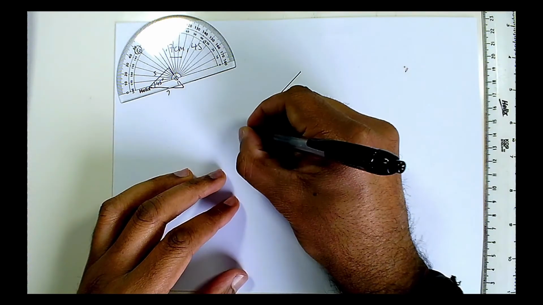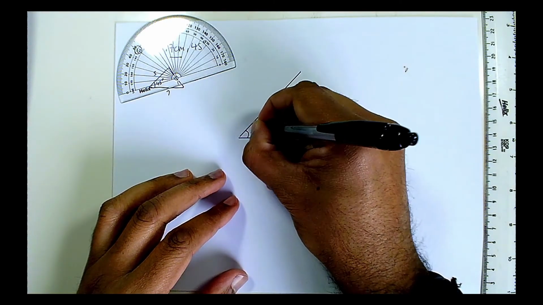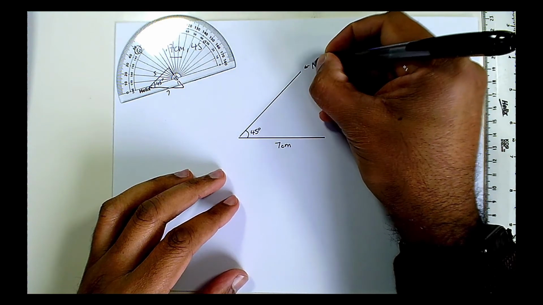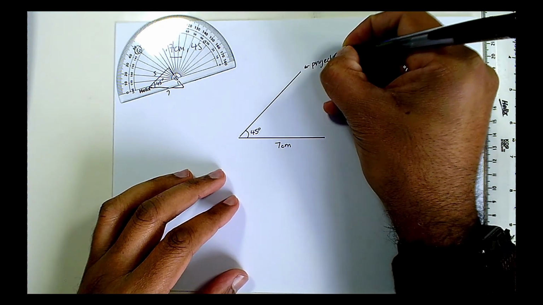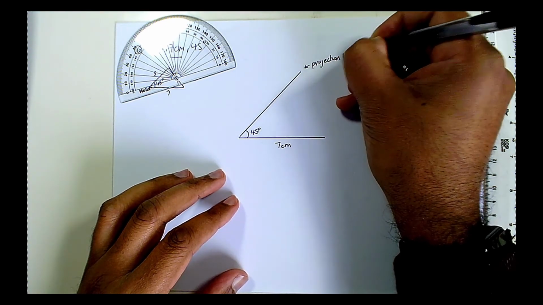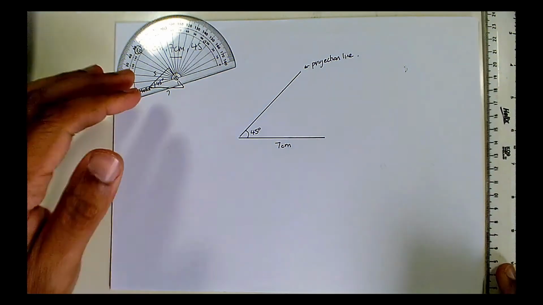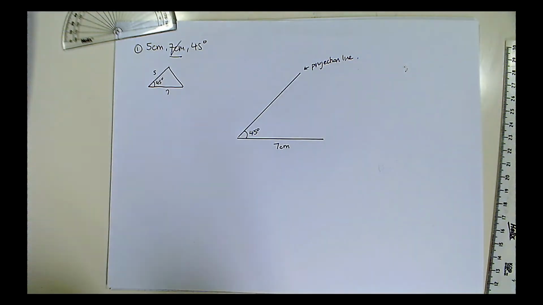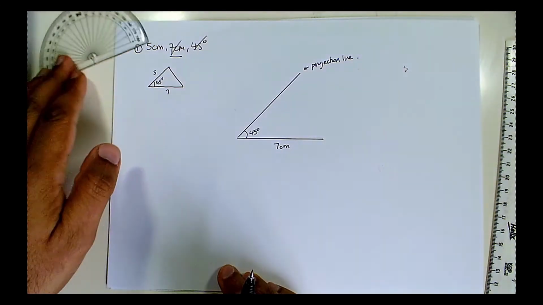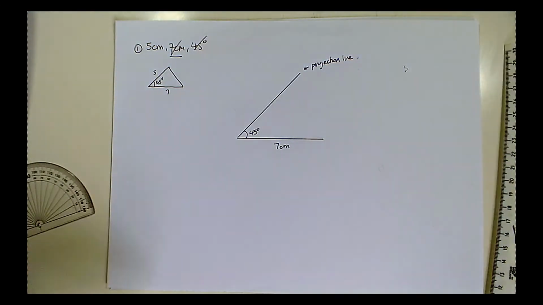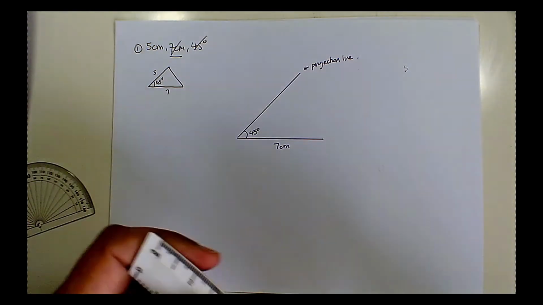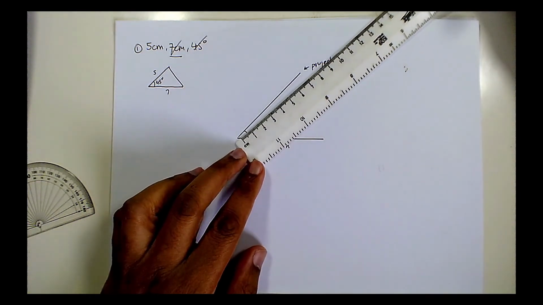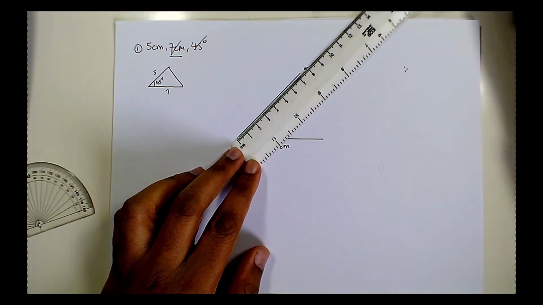And this here, I'm going to label this 45 degrees, and I'm just going to label this as my projection line, because on the notes, if you're not too sure what the projection line is, then that is basically what it is. Now the next thing I've got to do, so I've already done my 7 centimeters, I've done my 45 degree angle. The next thing I've got to do is measure the 5 centimeters. So again, I get my ruler out and I measure 5 centimeters along that projection line.